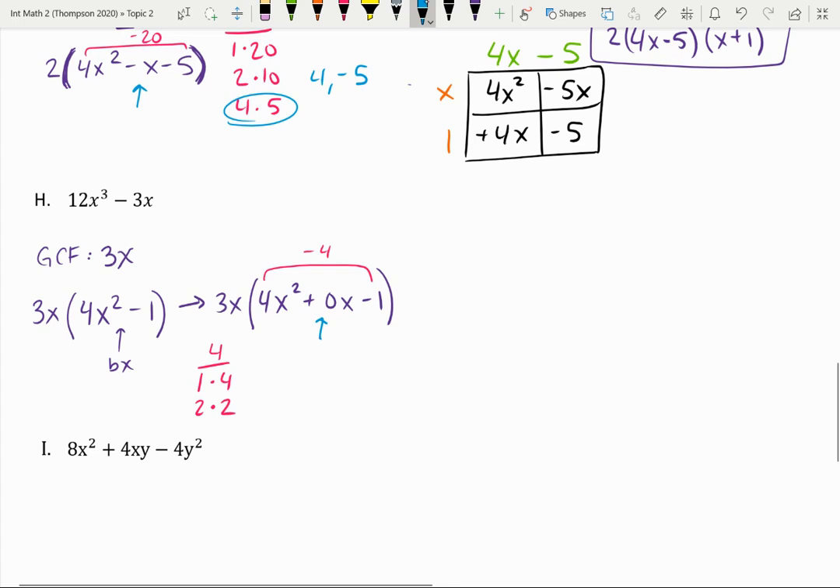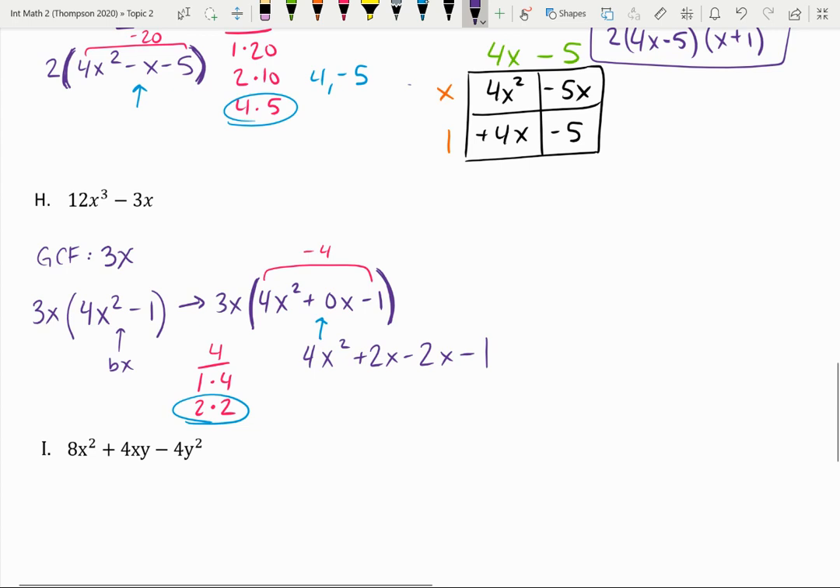In order to get a sum of 0, if I'm adding two integers, they must be opposites. So I get 2 and -2. So I'm going to rewrite this. I'm just looking at what's inside the parentheses, remember? So I have 4x squared. I'm going to have a plus 2x, a minus 2x, and a minus 1.